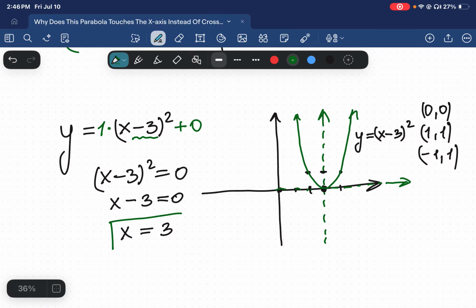And this is our x-intercept, or our root, or the x-coordinate of our vertex. As you can see, the graph reaches the x-axis right here and immediately turns around. And that is why it touches the x-axis instead of crossing it.